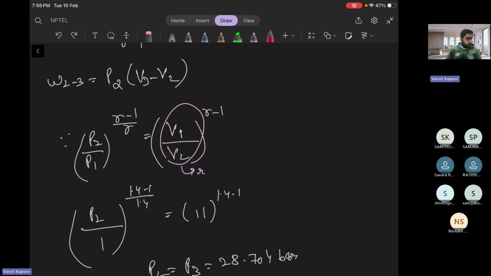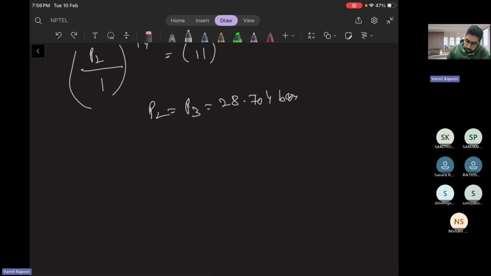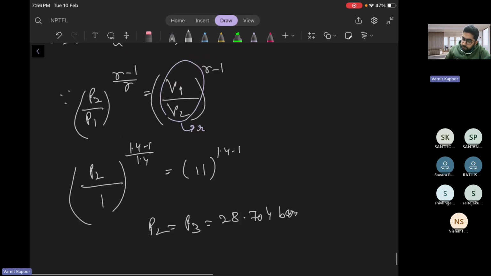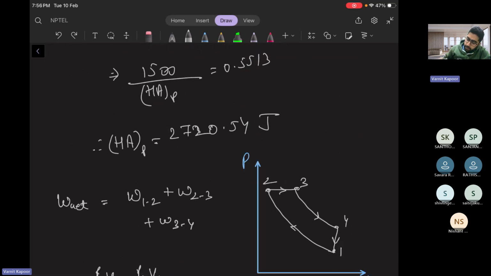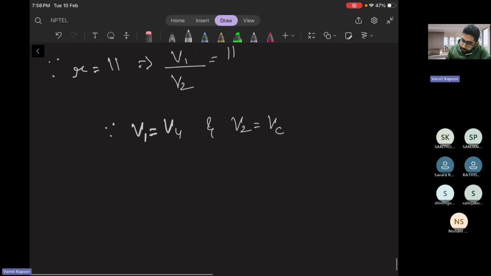So, yes, V1 by V2 we know. What was the question? The question was to get the swept volume eventually. Swept volume. So since R is equal to 11, that is nothing but your V1 by V2 is equal to 11. And V2 is your clearance volume. And V4 and V1 are equal. If you see from the graph, V4 and V1 are equal from the cycle. Since V1 is equal to V4 and V2 is your clearance volume Vc, it can be written as V4 by Vc is equal to 11.